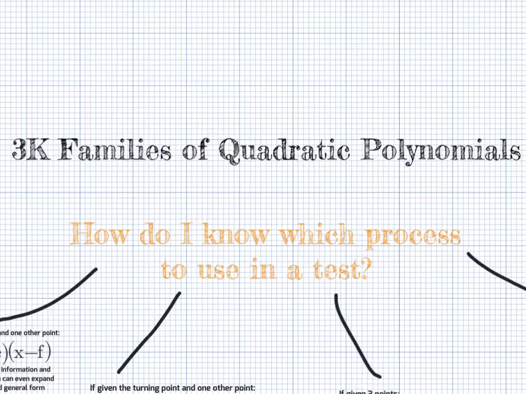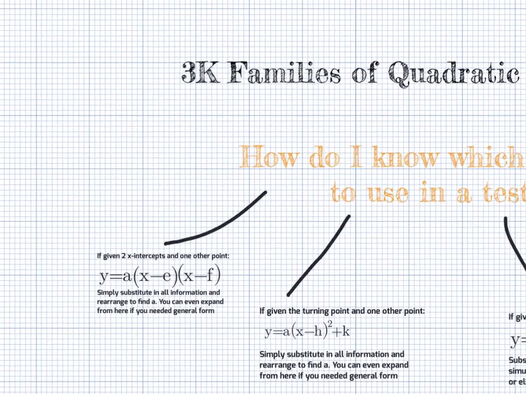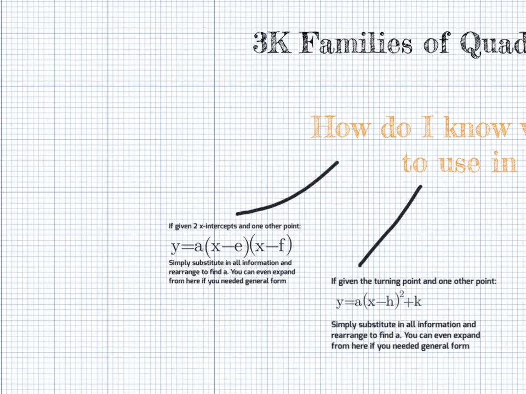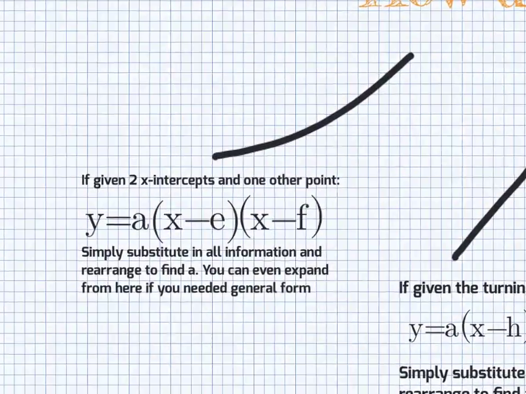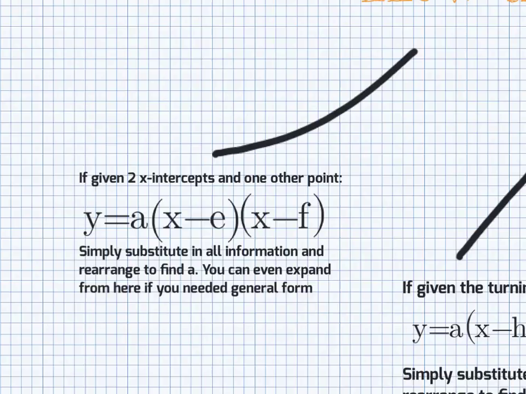Okay, so for chapter 3K, which is about families of quadratic polynomials, we had quite a few different questions, and I wanted to go through how to know how to start each one. So the first thing was that we have some set equations. If you're given two x-intercepts and one other point, you always use these equations where E and F are the x-intercepts, and all you have to do is substitute everything in and rearrange to find A.